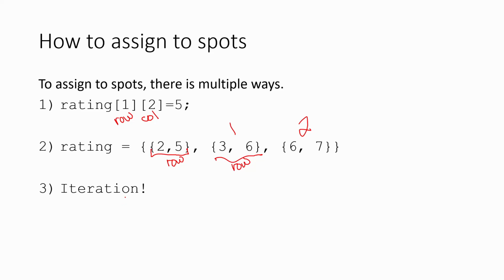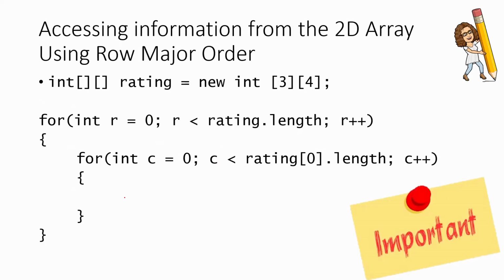Or iteration. The most common form of going through a two-dimensional array is using our loops, our iteration ability. So accessing information from a two-dimensional array using row major order, and I'll explain what that means in a minute. So I'm saying I have that two-dimensional array called rating. It has three rows, 4 columns. And to go through that array, here is my information.